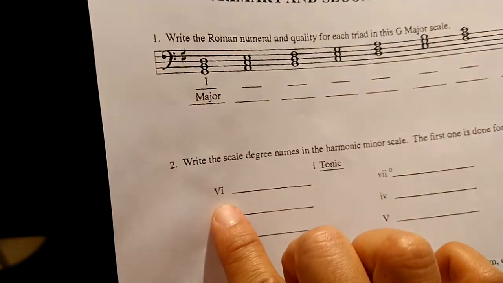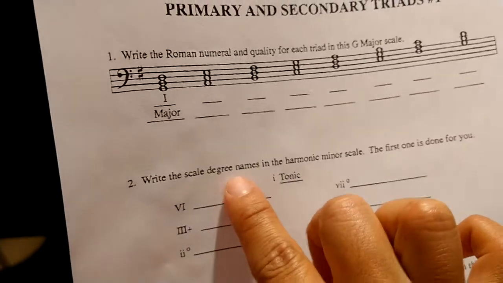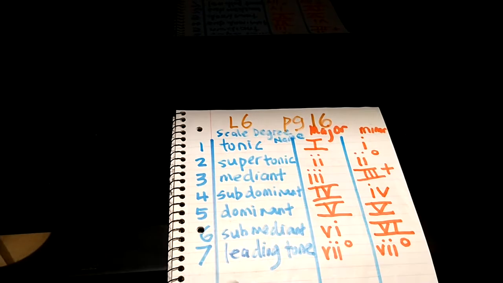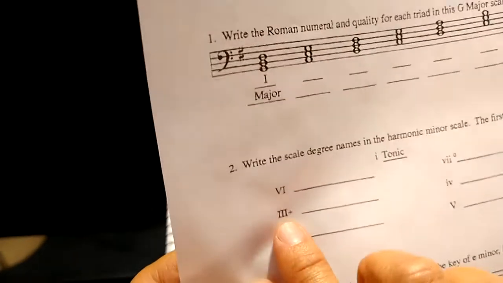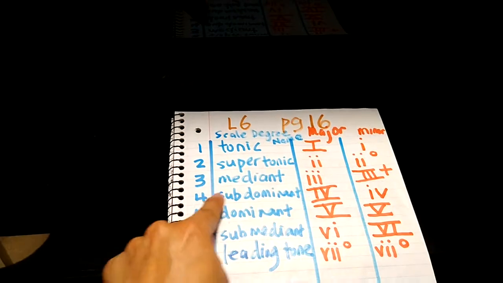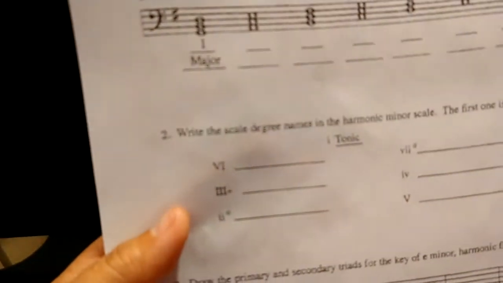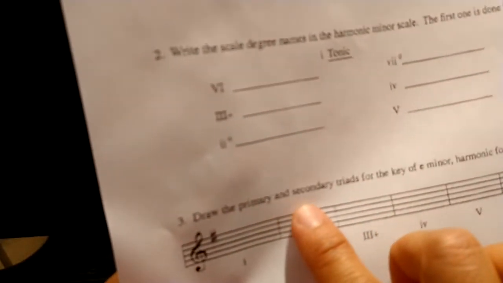Then you move on to your number 2. So this one is a 6, right? So they want the scale degree name. So look at the example. 1 is tonic, so 6 is submediant. So you write submediant here. That one looks like a 3. A 3 is mediant. So you write mediant here. Sounds good? Okay.